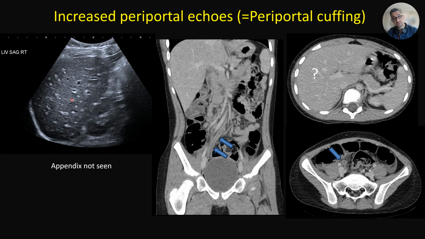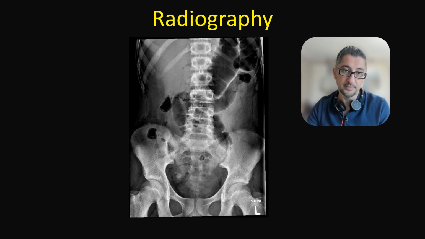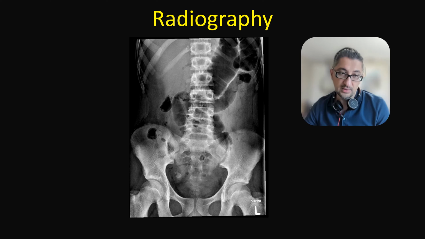And periportal cuffing is an ultrasound finding, and you cannot see anything on CT, or if you do an MRI, you won't be seeing anything. Radiography is not routinely recommended, and presence of fecalith is rare. Even if you see it on the ultrasound, you may not be able to see it on radiographs. But in this case, it was helpful. It showed the appendicolith.